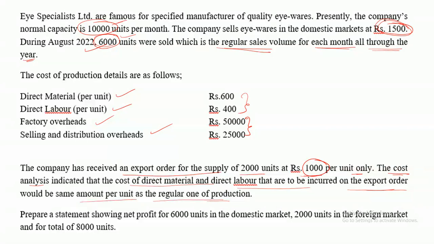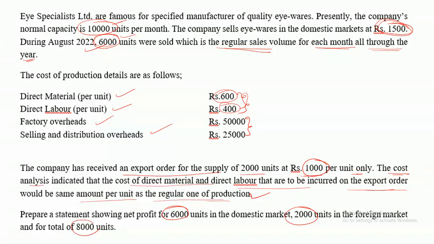That means the variable cost like direct material and direct labor will be the same per unit, 600 and 400, in both the domestic market as well as the foreign market. So that is additional information available to us. And finally, prepare a statement showing the net profit in rupees for 6,000 units in the domestic market and 2,000 units in the foreign market, and a total of 8,000 units. So this is the question or the case asked to you.